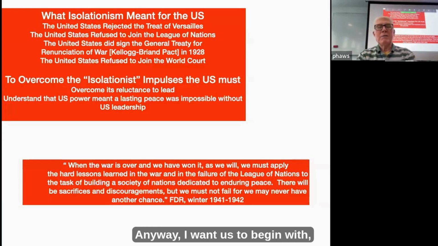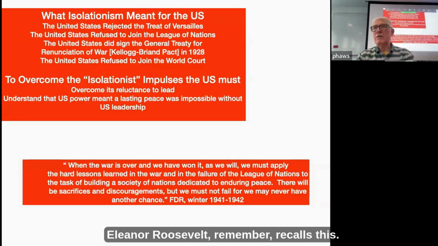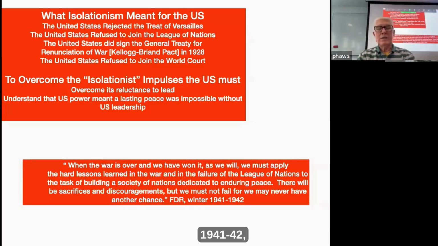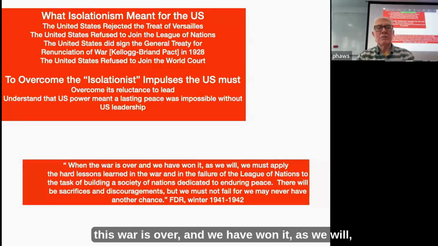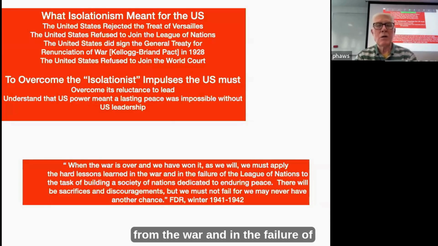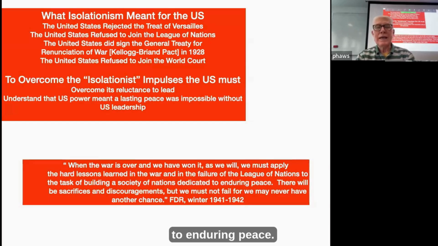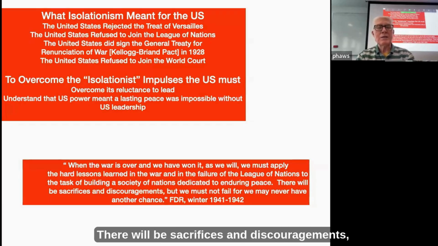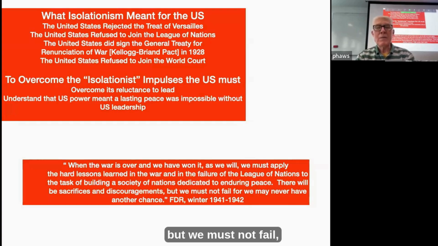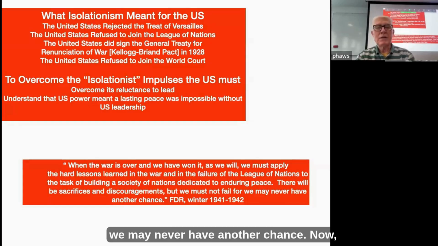Anyway, I want to begin with what Roosevelt said, and Eleanor Roosevelt recalls this, that in the dark days of the winter of 1941-42, Franklin Roosevelt said, "When this war is over and we have won it, as we will, we must apply the hard lessons learned from the war and in the failure of the League of Nations to the task of building a society of nations dedicated to enduring peace. There will be sacrifices and discouragements, but we must not fail, for we may never have another chance."